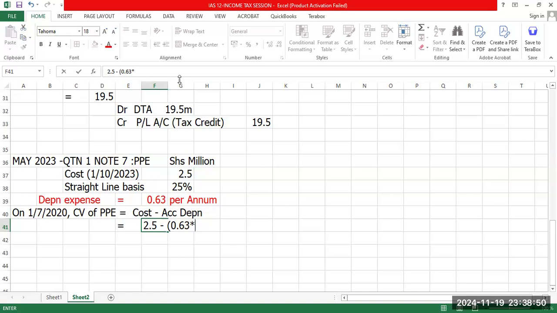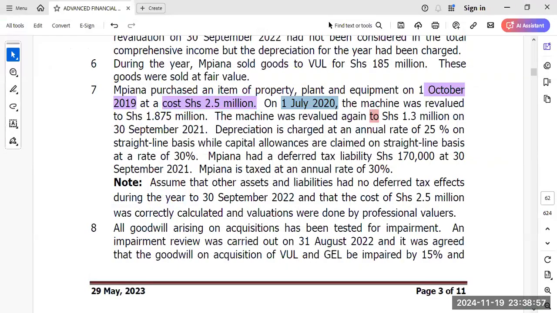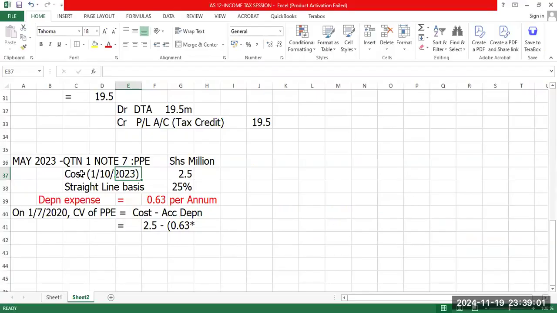Is it correct? Is it 1st October 2023 really? 2019. Here it is 2019, 1st October 2019. So how many years?